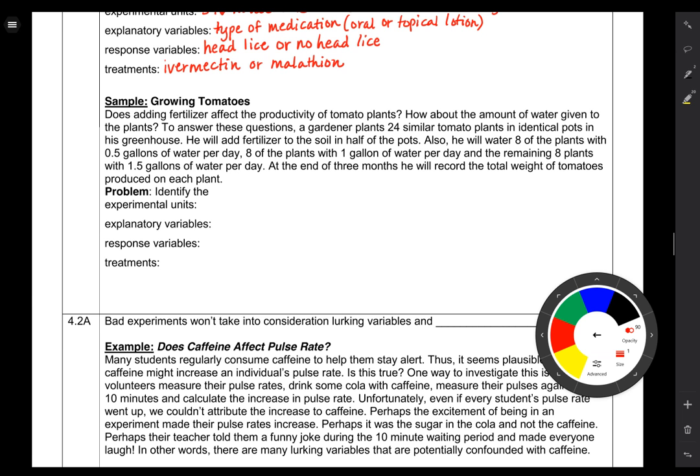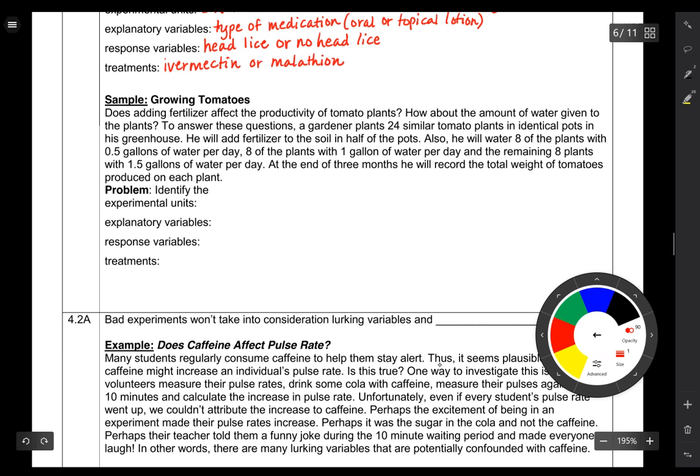So let's start with the experimental units. The experimental units in this problem are your 24 similar tomato plants. Be specific in the context of the problem. Don't just call it like 24 plants.